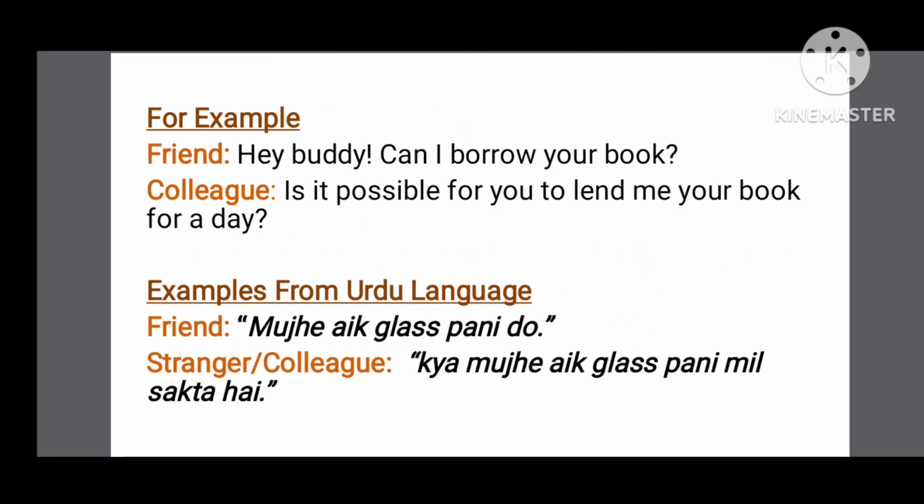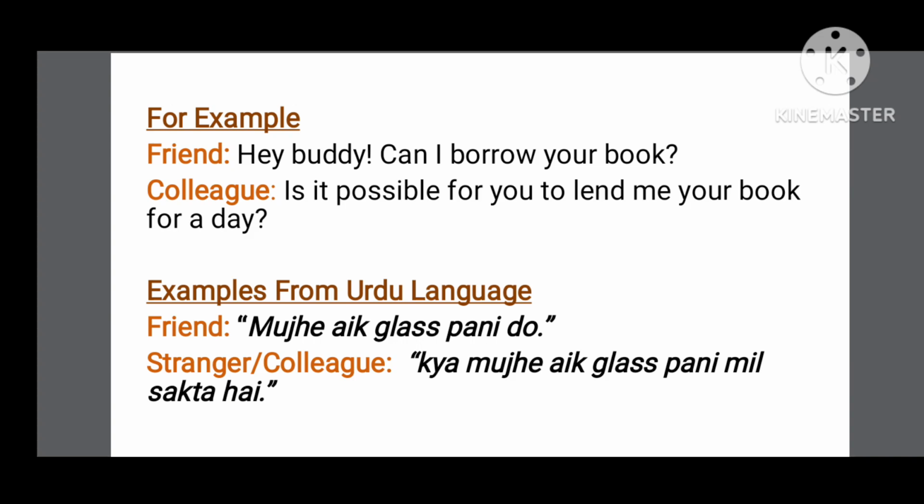Let's understand the concept of sociolinguistics with the help of examples. As we discussed earlier, sociolinguistics is a study of language and social context. People speak differently with their friends, family, colleagues, employees, superiors, and elders, etc. For example, if a person is talking with his friend, he would say, "Hey buddy, can I borrow your book?" But if that person is talking to his colleague, he would show some formality and he would say, "Is it possible for you to lend me your book for a day?" This was the example from the English language.